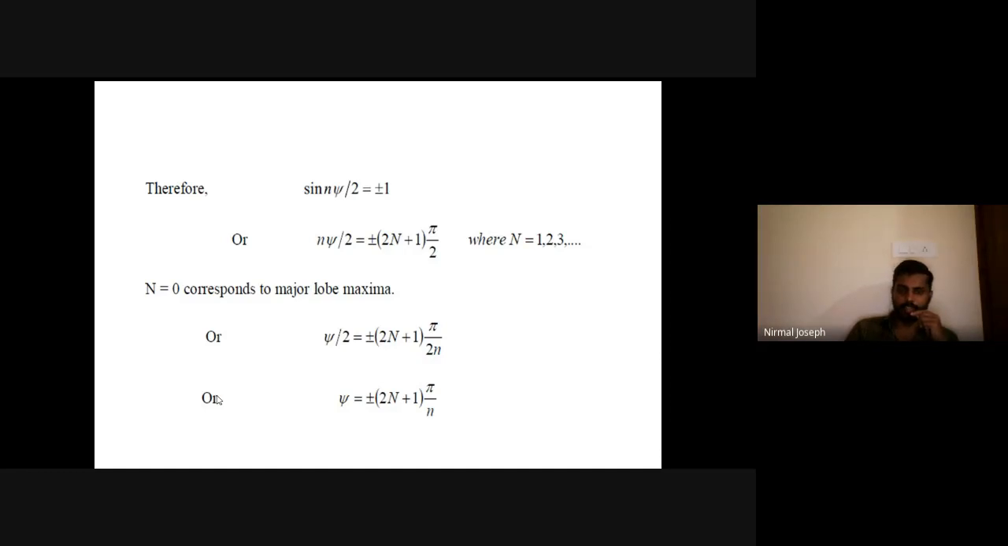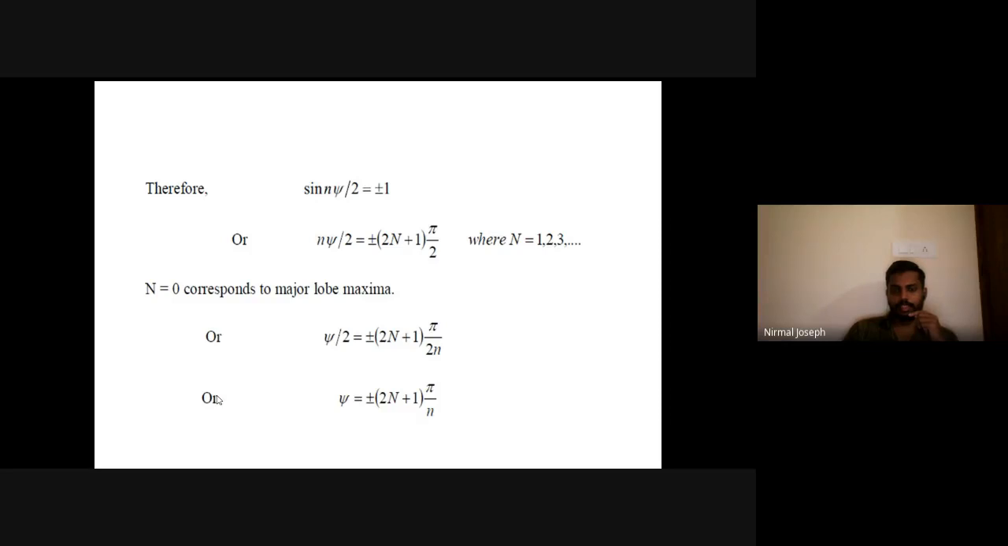And we will say n equal to 0 corresponds to the major lobe maximum. That we already know, that is at 90 degrees. Since it is a broadside case, we know that it is perpendicular to the array axis. There is no need to find that out, so we will leave n equal to 0 as the major lobe maximum, and consider n from 1 onwards only. Just rearranging the equation, psi by 2 will be equal to plus or minus 2n plus 1 into pi by 2n, or psi is equal to plus or minus 2n plus 1 into pi by n.